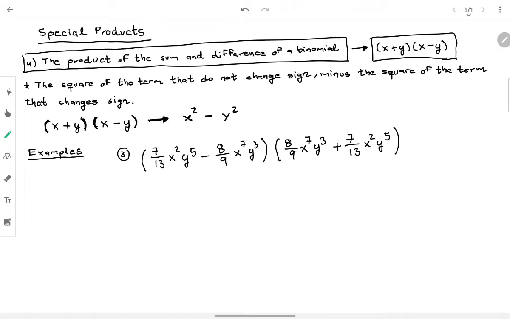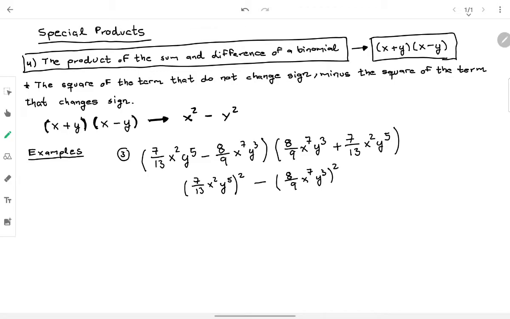So if we get fractions, it will be something similar. It will be the same rule, the term that doesn't change sign. So in this case, 7 over 13 x squared y to the 5th, all of it squared, minus the one that changes sign, so 8 over 9 x to the 7 y to the 3rd, squared.